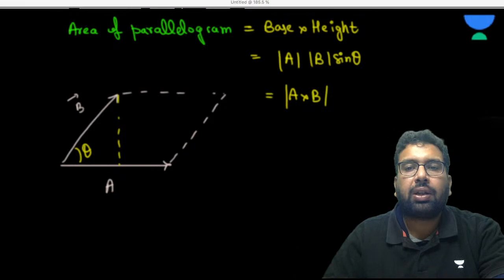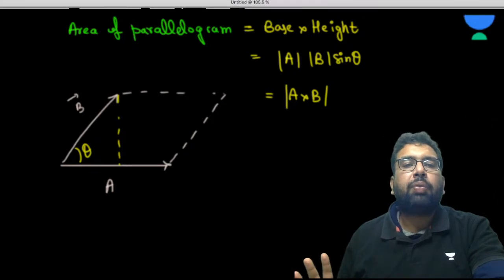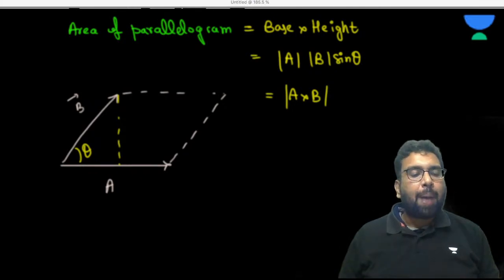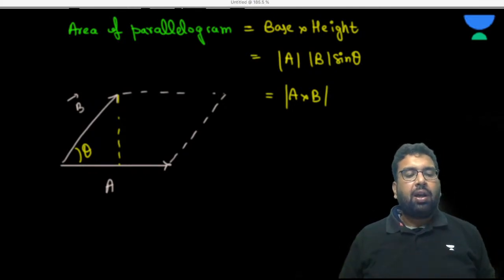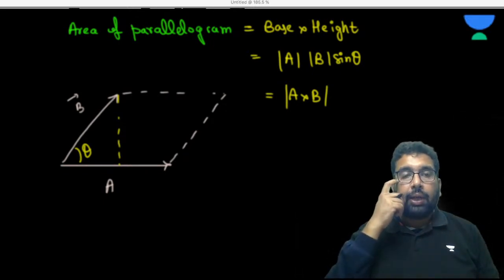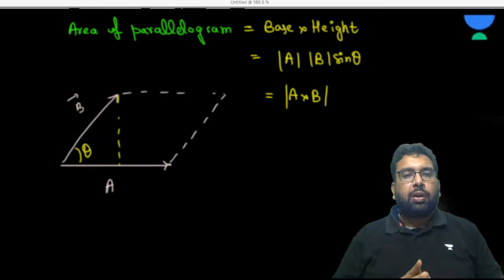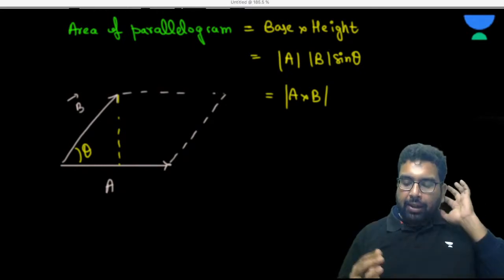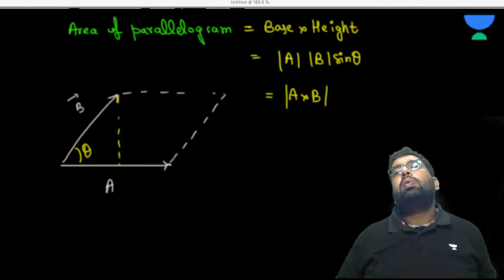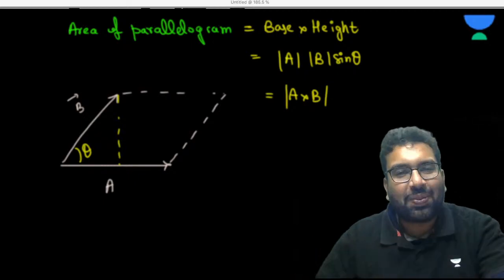So what is the takeaway point? You can use the cross product between two vectors to find the area of a triangle and the area of a parallelogram. Are you getting my point, beta? If you want to find the area of the parallelogram, you can simply take the cross product of two vectors and get its magnitude, and you will have the area. For a triangle, you find the magnitude of the cross product of two vectors and then divide it by 2. Very, very simple.